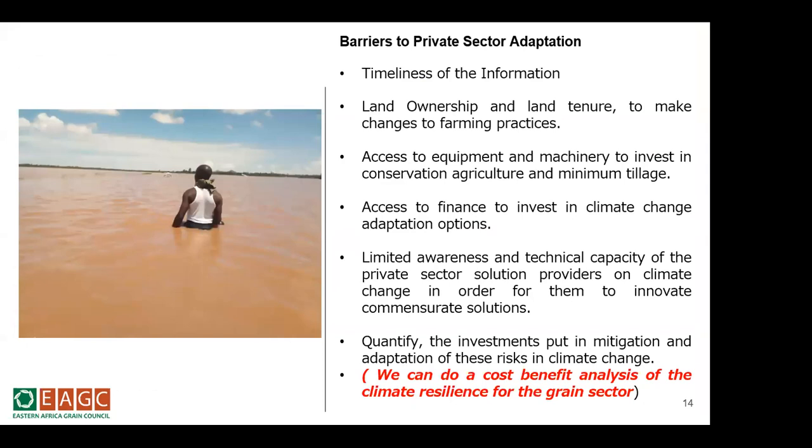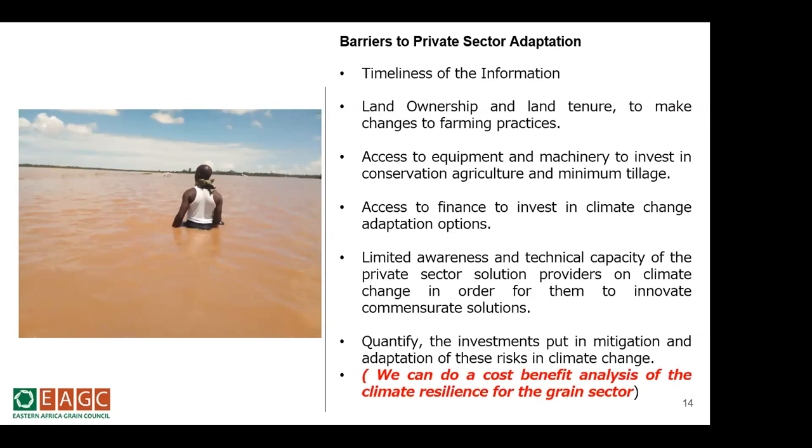So some of the barriers for private sector adaptation is that sometimes we are not able to access timely information on when it's likely to rain or when the dry spells will be there. So an information gap is one of the barriers as private sector. Another one is land ownership and land tenure to make lasting changes to the farm. Some of the climate smart practices require you to make changes also on farming practices. And because land tenure is a big issue around here, one of the issues we want to address as private sector is also that. Then access to equipment and machinery to invest.